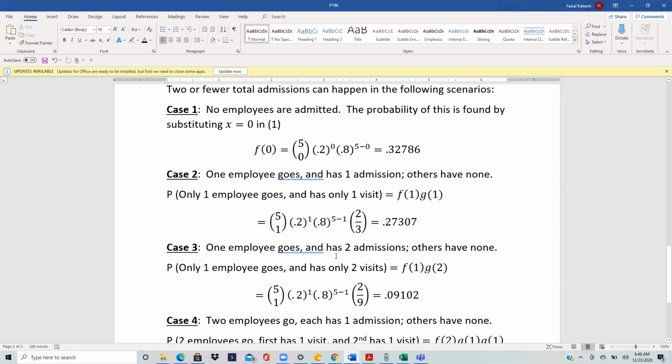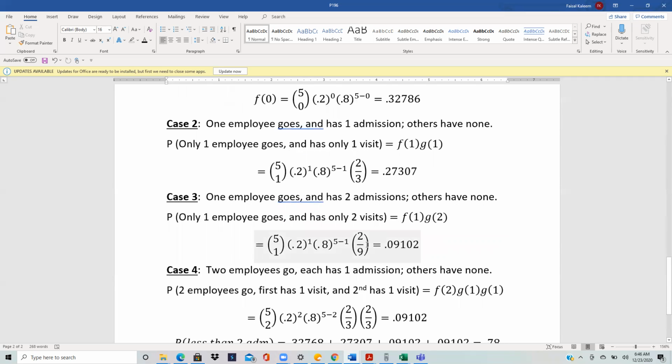Case 3 is one employee goes and has 2 admissions. That's also fine, because it's still going to be less than or equal to the 2 admissions that we want total. Others never go. So this will be the case where one employee goes and has 2 visits. One employee goes is f of 1 and 2 visits is g of 2. We found g of 2 above to be 2/9, and f of 1 again is found from the binomial formula. So this one is 0.09102.